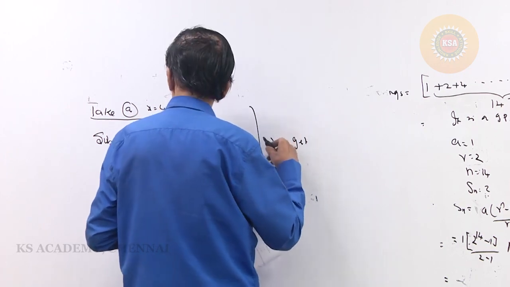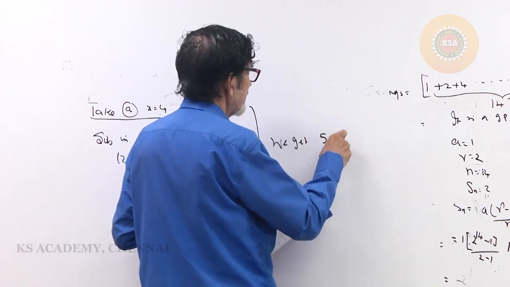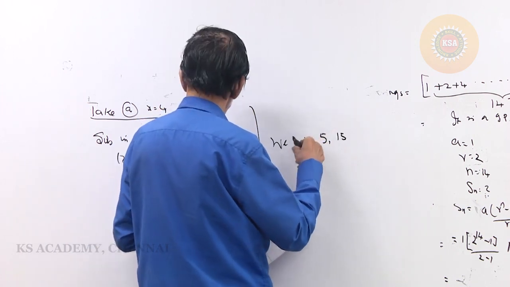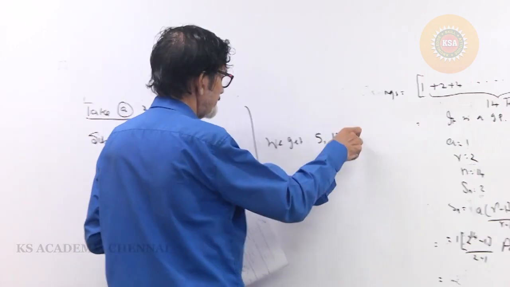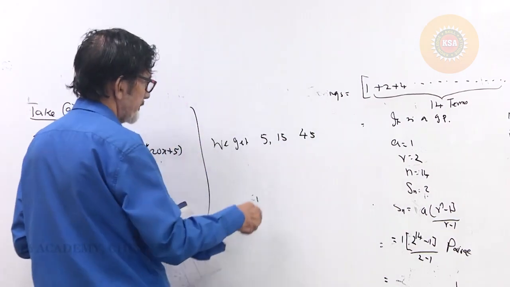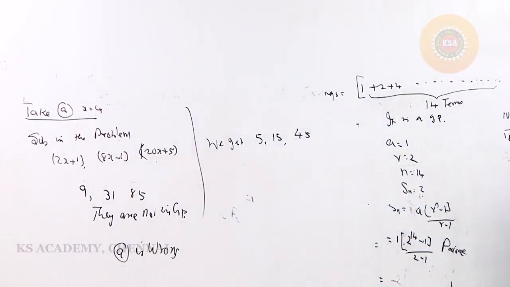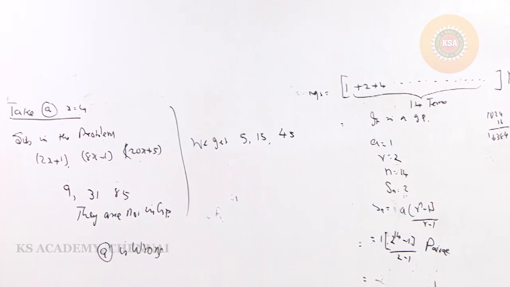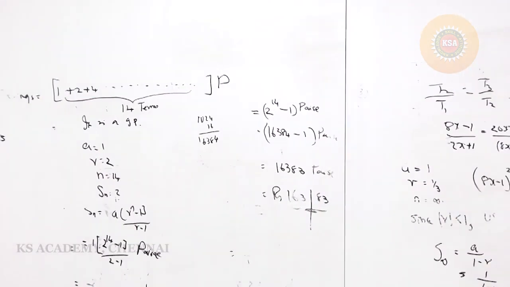5, 15, first number becomes 5, second number becomes 15, third number 45. You write they are in GP. If you multiply by 3, you get that they are in GP.